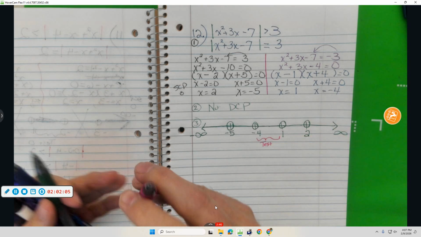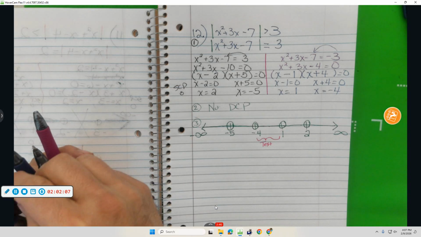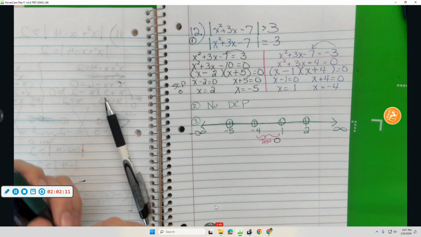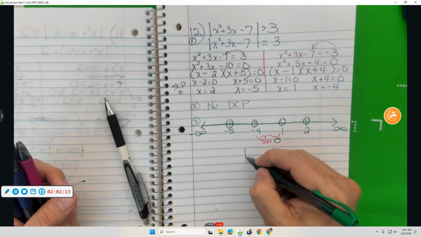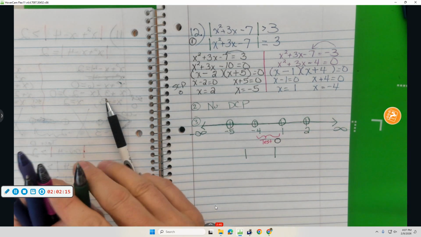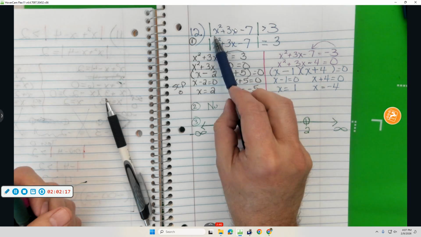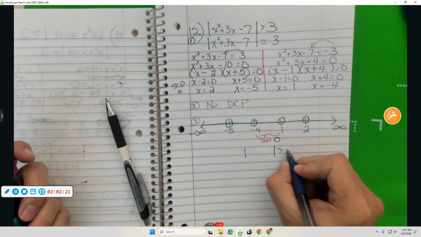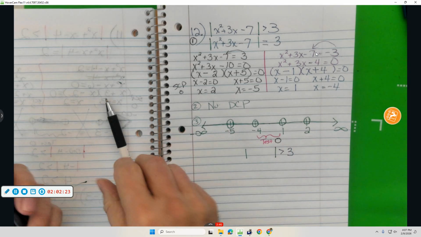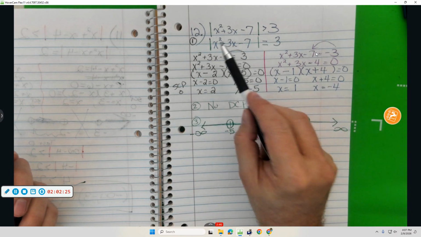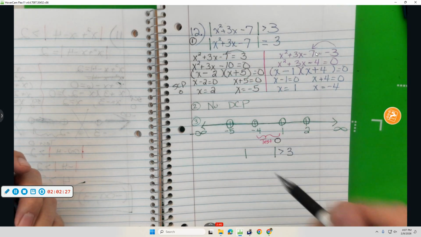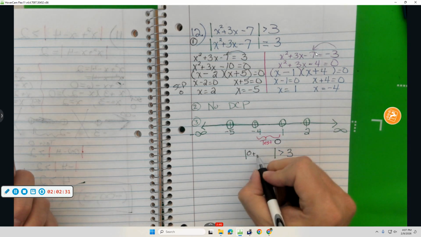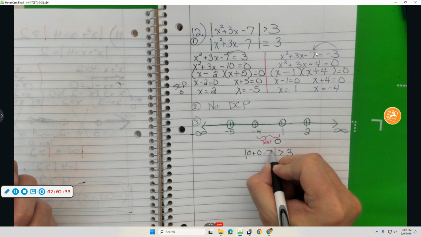Test 0. And that's absolute value. So I'm plugging into... Remember, you plug into the inequality, not the equation. It'll always be false in the equation. You're testing the inequality. So plug in a 0. 0 squared is 0. 3 times 0 is 0.